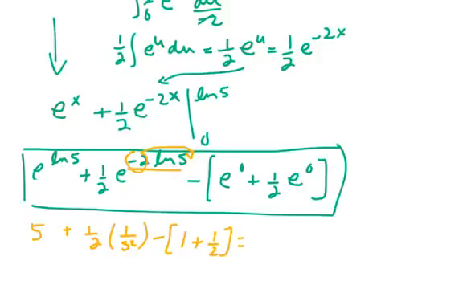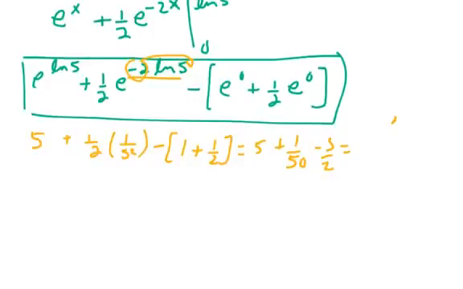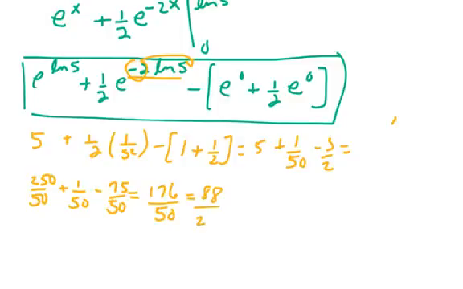When you work this out, you get 5 plus 1/50 minus 3/2. Get a common denominator, and you end up with 250 over 50 plus 1 over 50 minus 75 over 50. All I did was get a common denominator, and I'm left with 176 over 50, which reduces down to 88/25. And that's it.